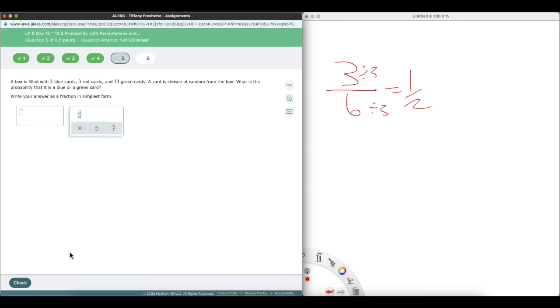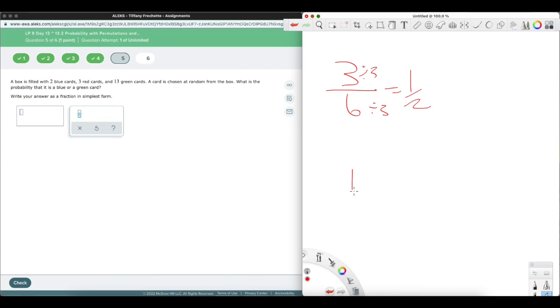So if I want to calculate the probability of pulling out a blue or green card, I first need to know how many cards total are there in the box. So I have 2 plus 3, that's 5, plus 13, that's 18 total cards. So I could choose any of those 18 cards if I reach into the box. And it's random. I want a blue or green. There's a ton of green. So 13 green and 2 blue, so that's 15 together because I have 13 plus 2 more.